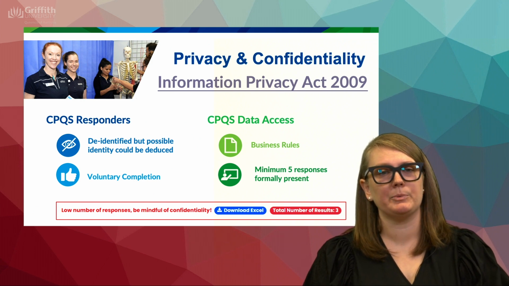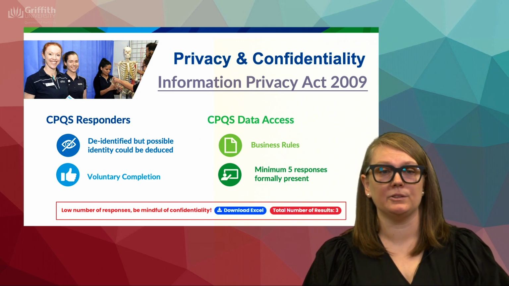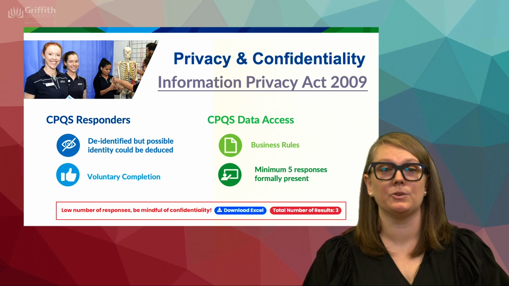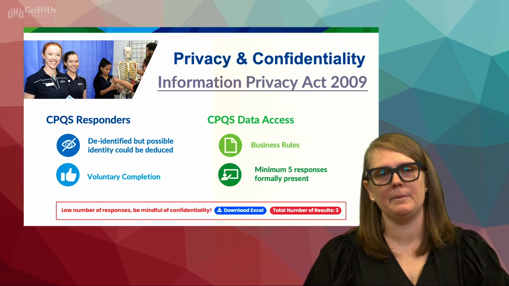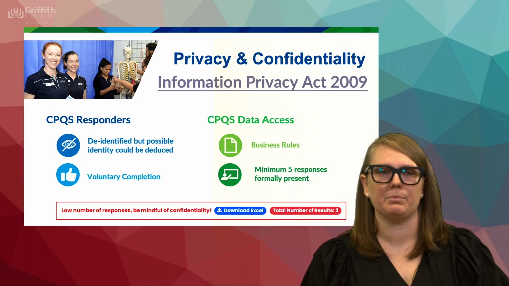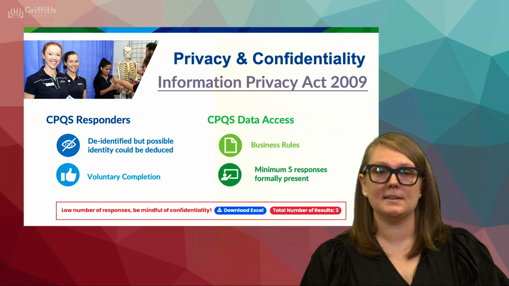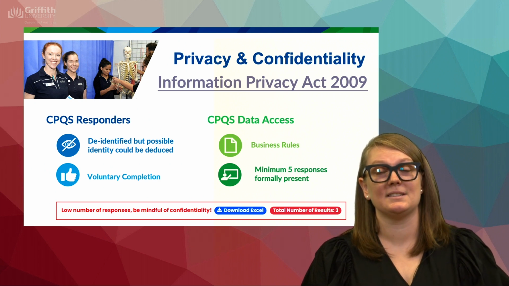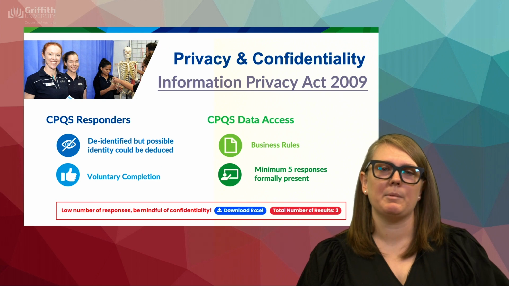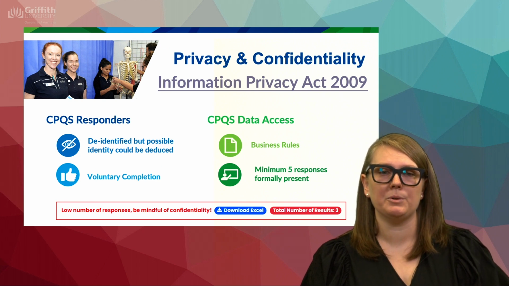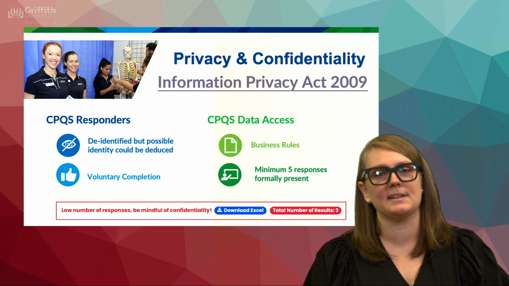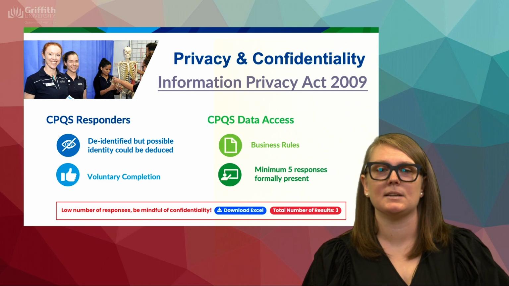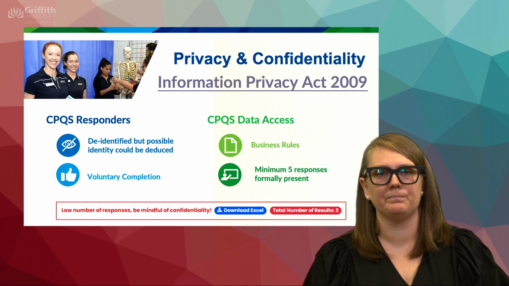We considered from a responder perspective, ensuring that we had alerts to identify that information could be deduced if there was a small number, and we also ensured that it was a voluntary completion process. From a data accessibility perspective, we developed business rules to ensure that the users understand the data integrity, but also when they were able to formally present. You can see at the bottom, there is an alert identified in the dashboard to say when there's less than 5 responses and to consider confidentiality requirements.